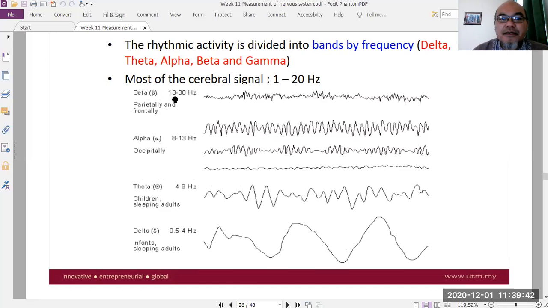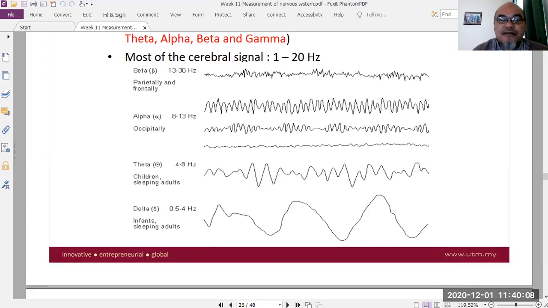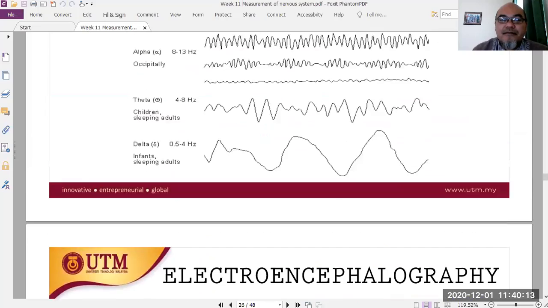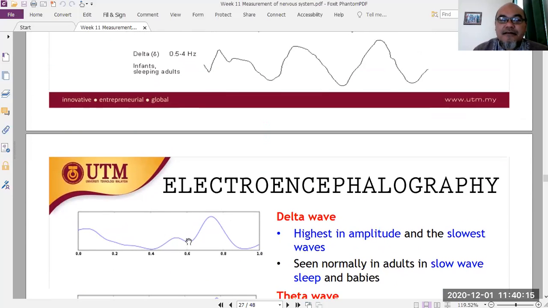It appears parietal and frontal, in the upper part, in the front part. Then alpha is here, 8 to 13 hertz, like this. Occurs occipital, in the back of the head. Theta here, 4 to 8 hertz, in children or in adults during sleeping. The delta wave, 0.5 to 4 hertz, like this. Occurs in infants, babies, as well as sleeping adults. So the delta wave, this part, like this.